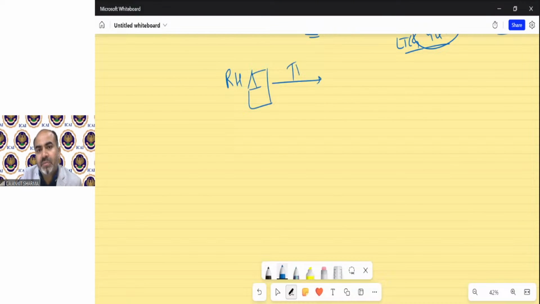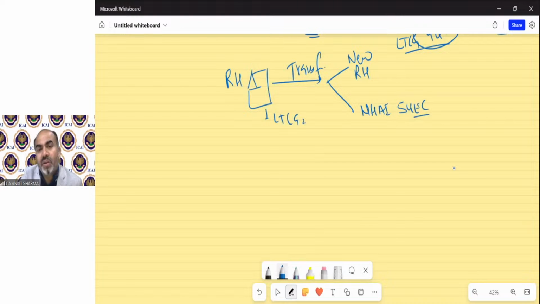We transferred it. And out of the consideration, we purchase a new residential house and also invest in government NHAI bonds, Section 54 EC. Now we have the gain of, suppose, long-term capital gain of 80 lakh. We invest 50 lakh over here and 20 lakh over here.